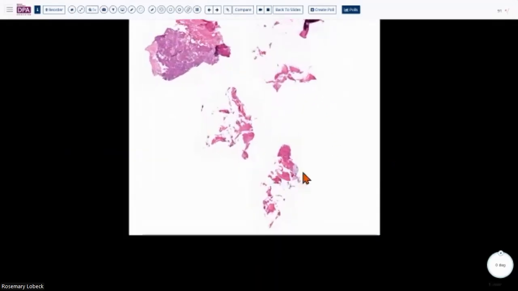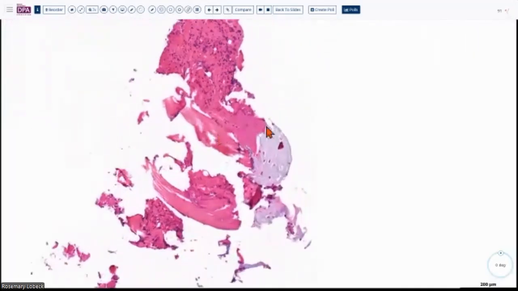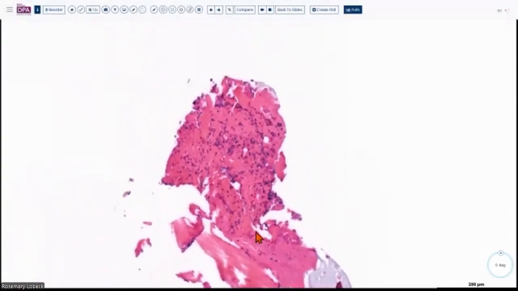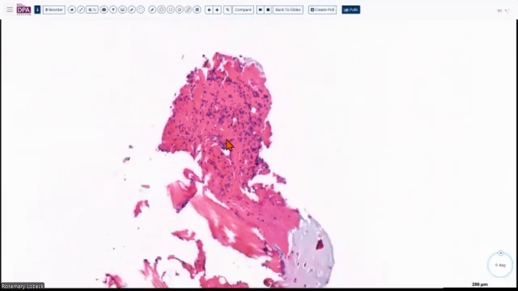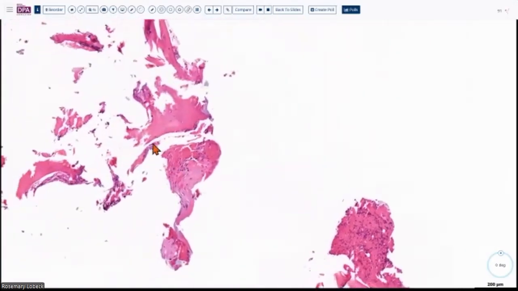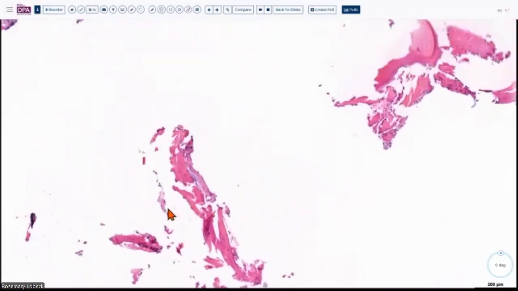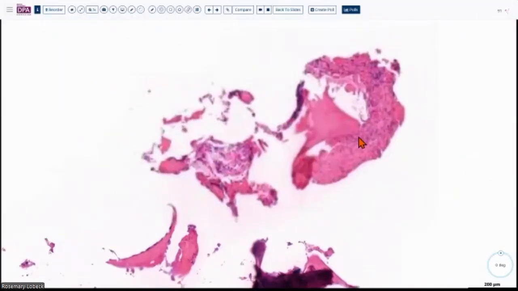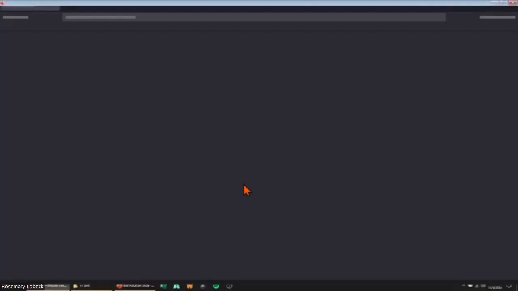So I want to start here, down here. You see this cartilage, and then you see this bone. So basically, there's an exudate associated with this cartilage, acute inflammation, no problem. It's acute osteomyelitis. Same picture here, broken bone, inflammation, acute osteomyelitis. So no problems at all.